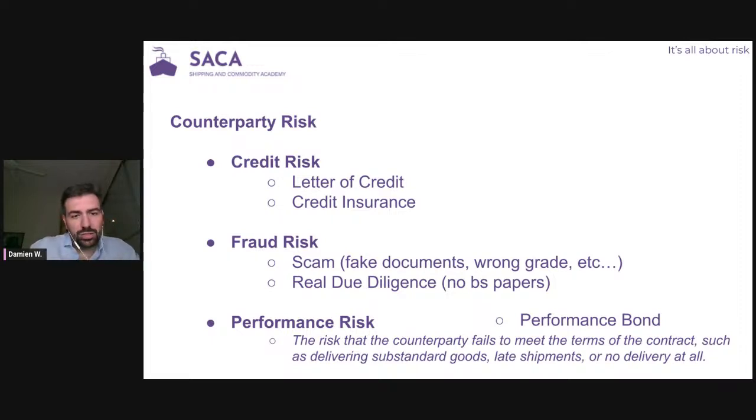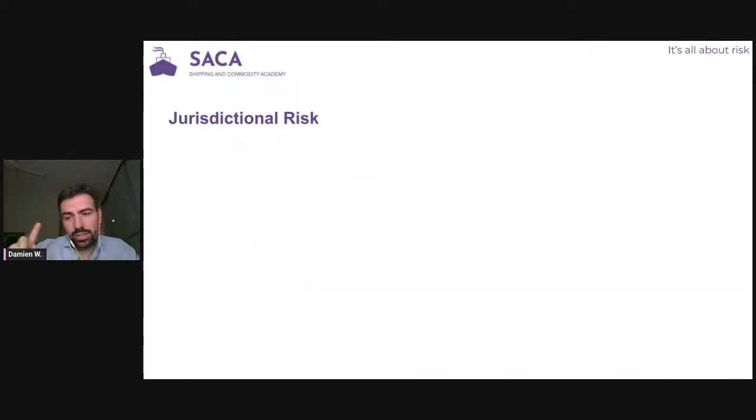There's always a lot of issues with contracts. With physical commodity trading, you deal with real life, so there are real problems. But still. Now let's speak about the third big type of risk, jurisdictional risk.